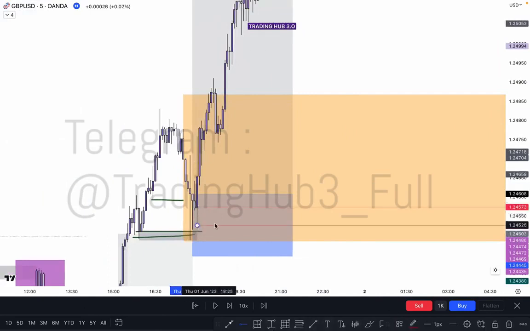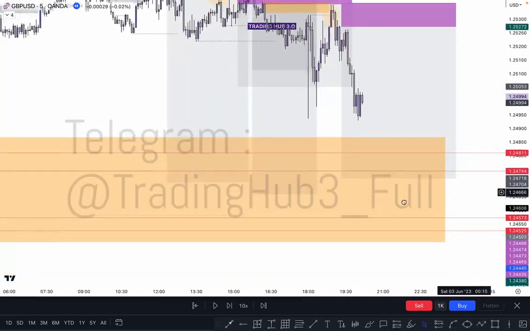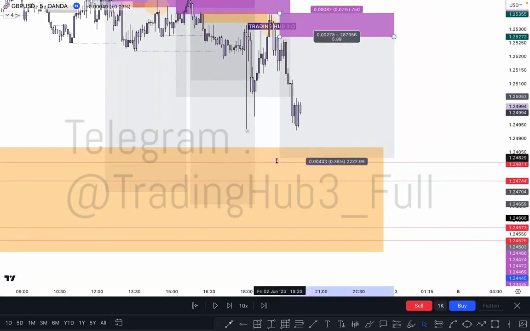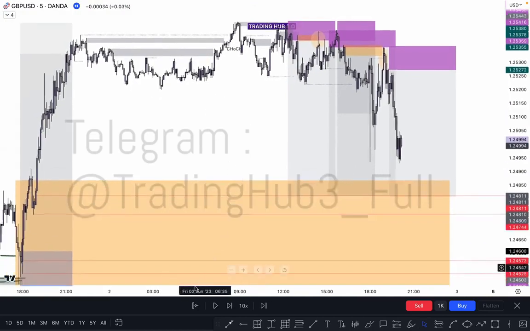So this one is our final target here, and the next one is here. So you can close on any unmitigated order block. I will suggest you close on the first one, this one, right? Because the market can turn. Now let's see what happened next after this one.